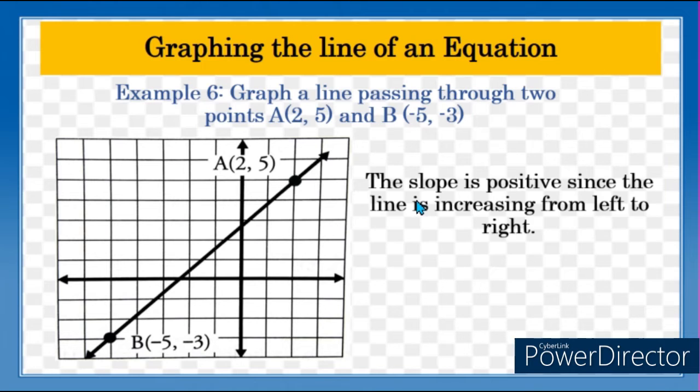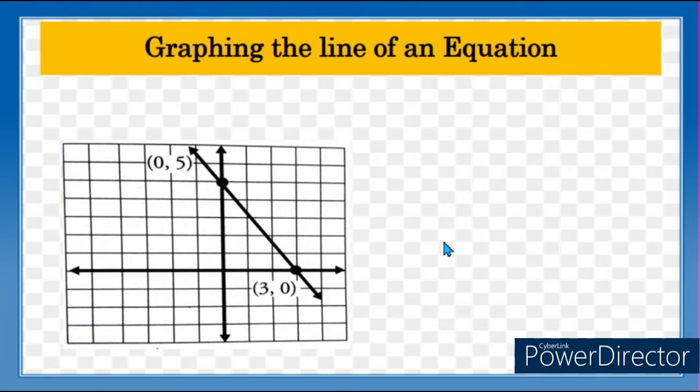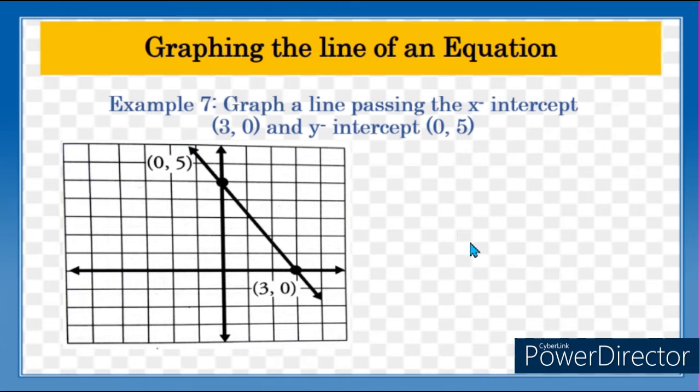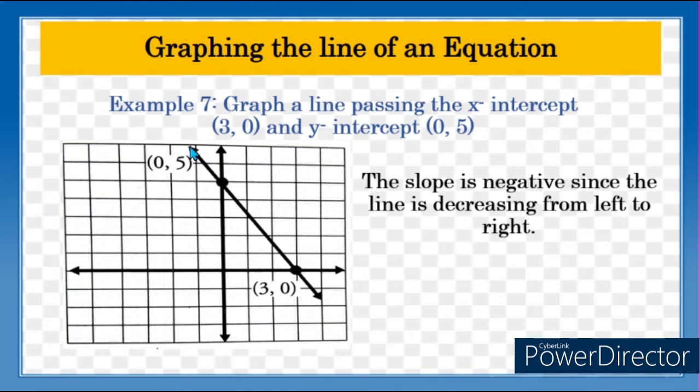Okay, so the slope is positive since the line is increasing from left to right. So, positive po yung slope natin dito. Another one, ganito magiging itsura ng graph natin if the x-intercept is (3, 0) and the y-intercept here is (0, 5). Okay, as you can see, the slope is negative since the line is decreasing from left to right. So I repeat, the slope here is negative.